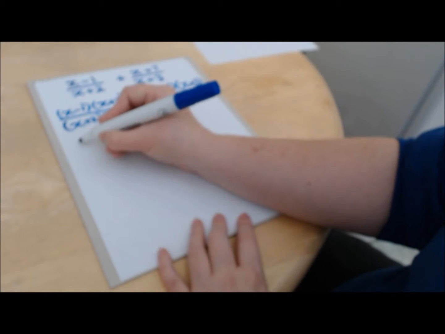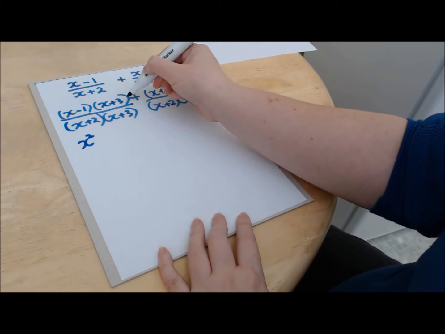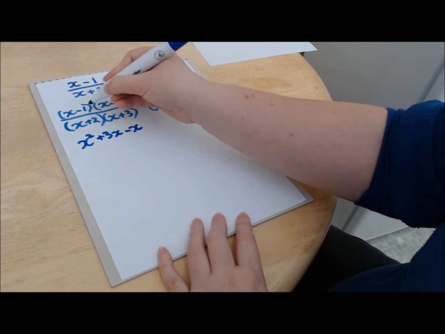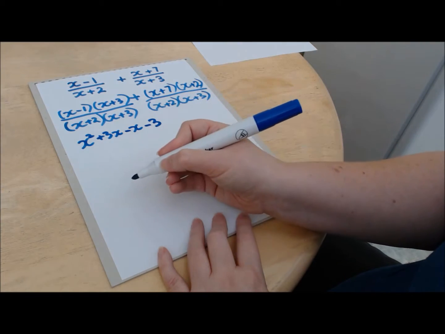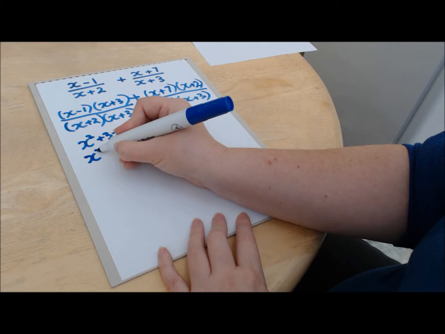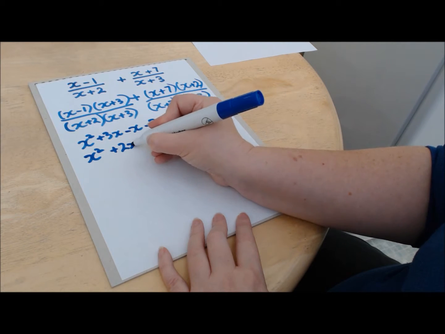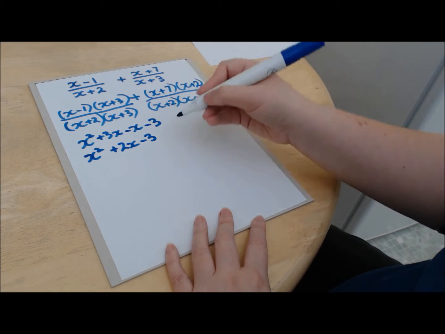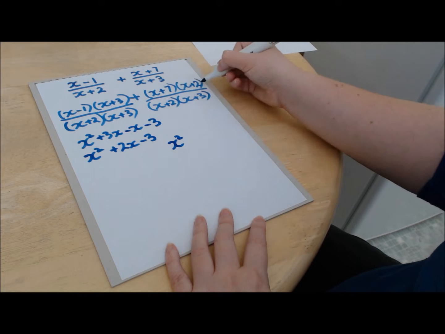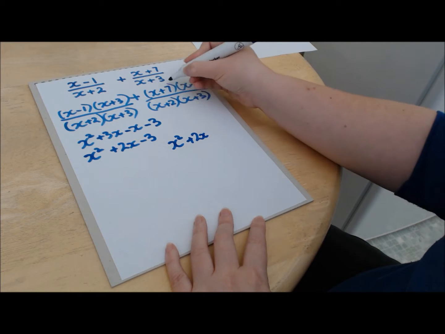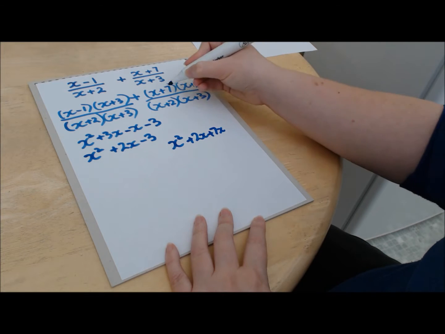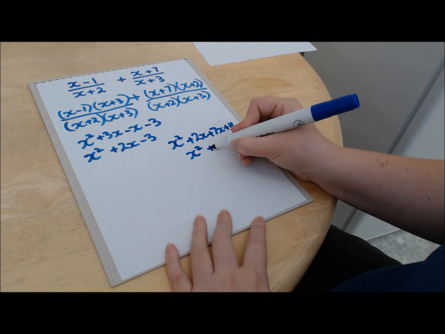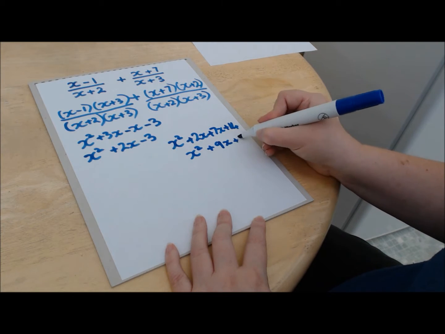So we've got x times x, that's x squared, x times 3, that's plus 3x, minus x, minus 3. And if we tidy that up, we'll get x squared plus 2x minus 3. Okay, so for this other one, we've got x squared plus 2x plus 7x plus 14. If we tidy that up, we get x squared plus 9x plus 14.